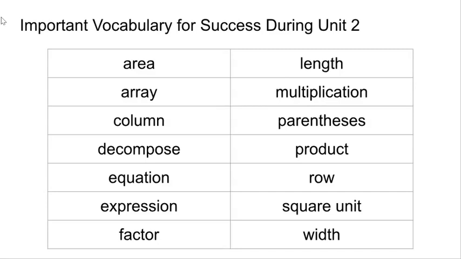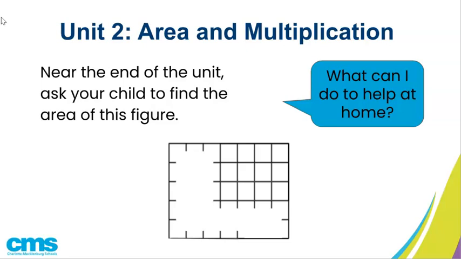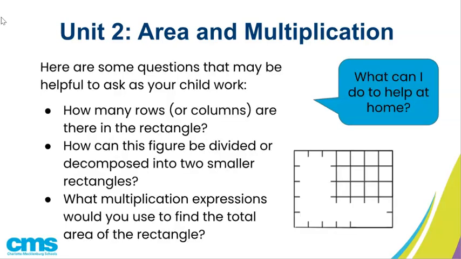Be on the lookout through their homework and through conversations that you have with your child. Near the end of the unit, ask your child to find the area of this figure. Another way you can help out is by asking these questions as your child finds the area of the figure. You can ask, how many rows or how many columns are there in the rectangle? How can this figure be divided or decomposed into two smaller rectangles? And what multiplication expressions would you use to find the total area of the rectangle?